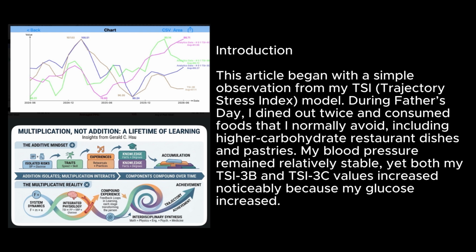Introduction. This article began with a simple observation from my TSI trajectory stress index model. During Father's Day, I dined out twice and consumed foods that I normally avoid, including higher carbohydrate restaurant dishes and pastries. My blood pressure remained relatively stable. Yet both my TSI 3B and TSI 3C values increased noticeably because my glucose increased.